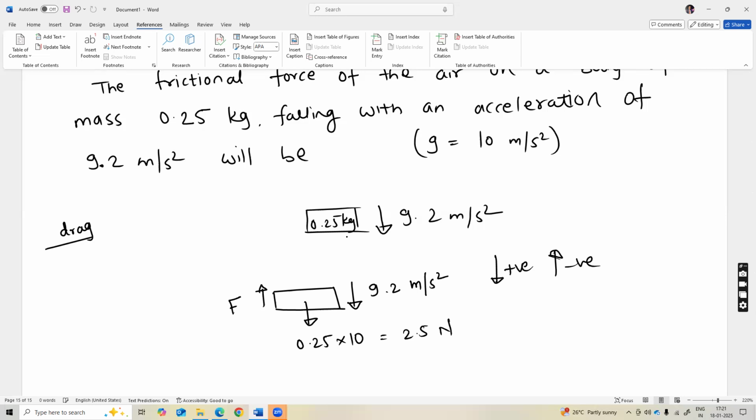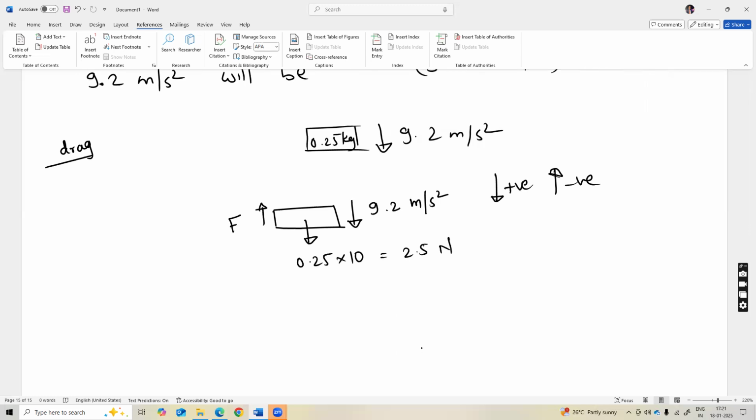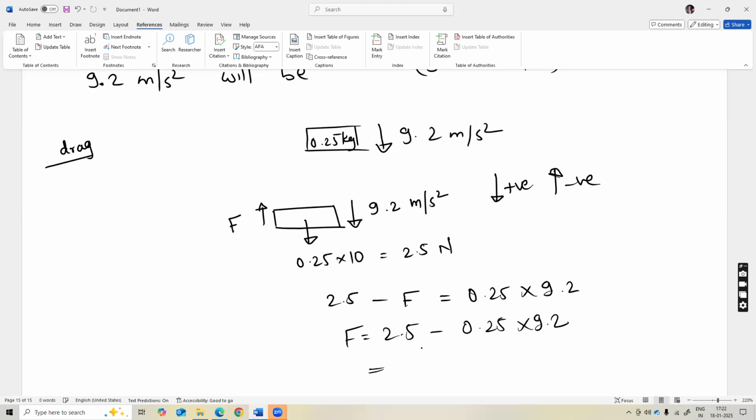Therefore, in this case, the net force will be 2.5 Newton, that is the weight of this body, minus F, because it is acting upward, is equal to ma. Here m is 0.25 and a is 9.2. So F will be 2.5 minus 0.25 into 9.2. That is the value of the frictional force. If you take 0.25 common, it will be 10 minus 9.2, so it will be 0.8 into 0.25, that is 0.2 Newton.